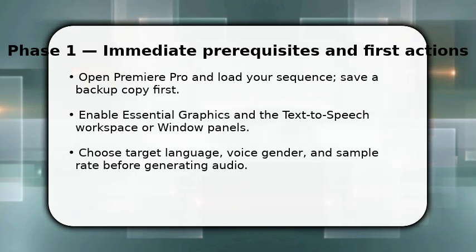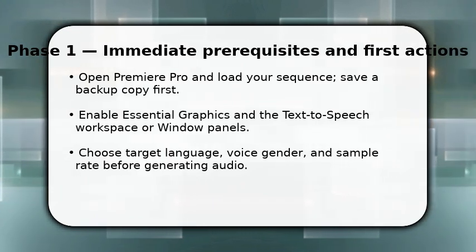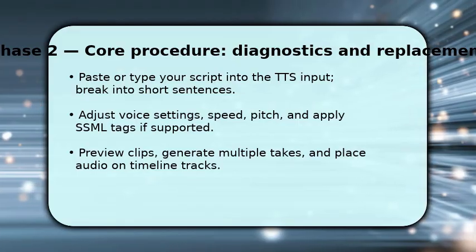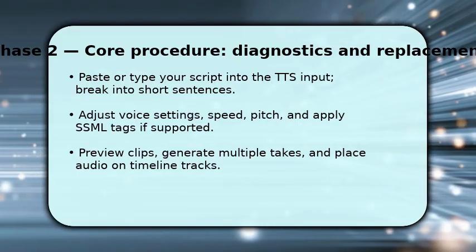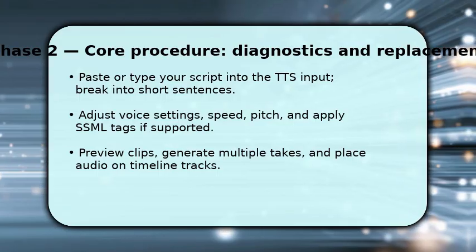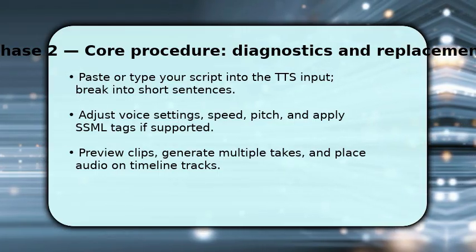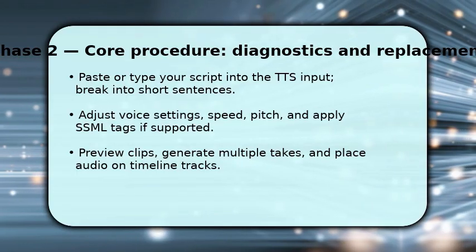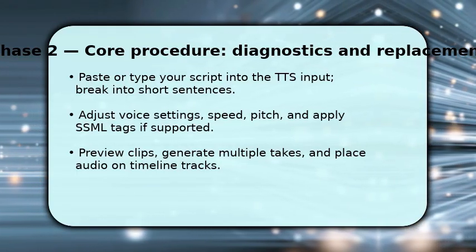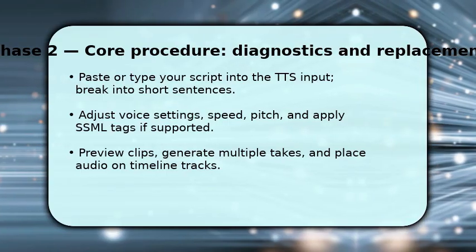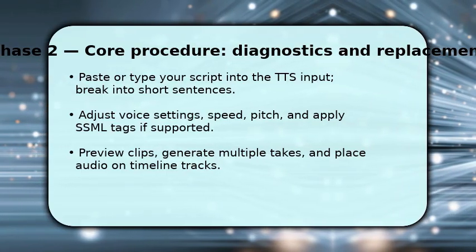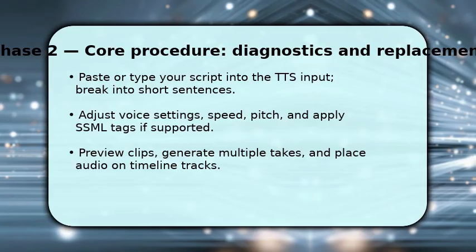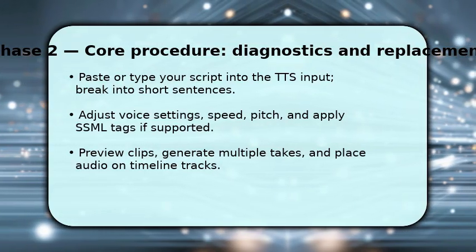Now paste or type the copy into the text-to-speech input and break long sentences into shorter lines so phrasing sounds natural. Then, adjust voice parameters, speed and pitch for realistic pacing, and use SSML or punctuation to control pauses if the tool supports it. Preview several takes, compare them, and export the chosen audio to your media bin. Drag that file onto a dedicated narration track and nudge edits while listening.